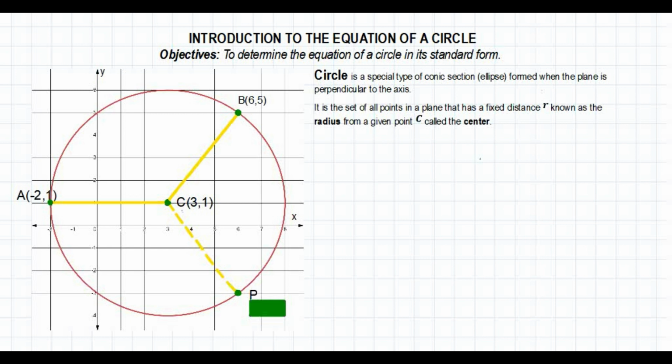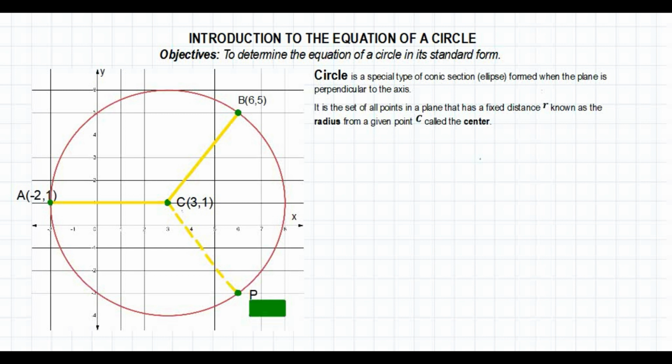So we all know that a circle is also a special type of ellipse formed when the plane is perpendicular to the axis. Kasi last meeting, we have learned all about the different types of conic sections. At ito yung una nating pag-aaralan. And first, we need to define what is a circle. It is a set of all points in a plane that has a fixed distance r, known as the radius, to the given point C called the center.